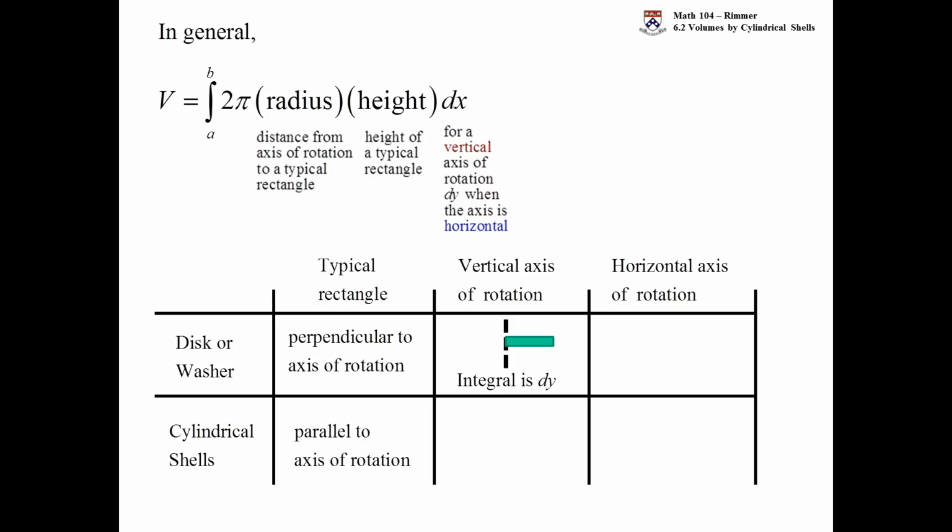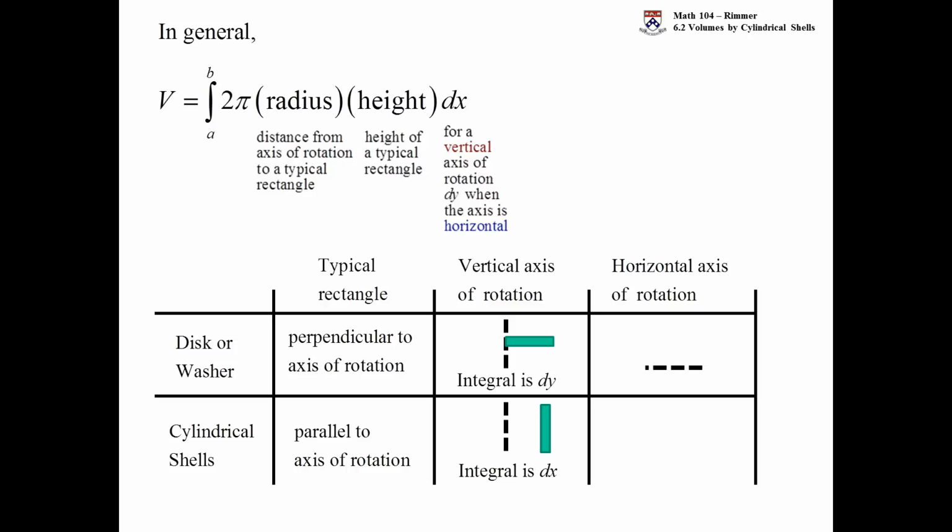Now when you're doing shell, you have the same vertical axis, but then you draw your typical rectangle parallel to the axis of rotation, and you just have to visualize this thing moving about this axis of rotation. You end up with a shell and not a disc or a washer. But this time, the typical rectangle is standing up and down. And so with this situation, your integral is going to be in terms of x. And the flip of that is, now let's look at a horizontal axis of rotation.